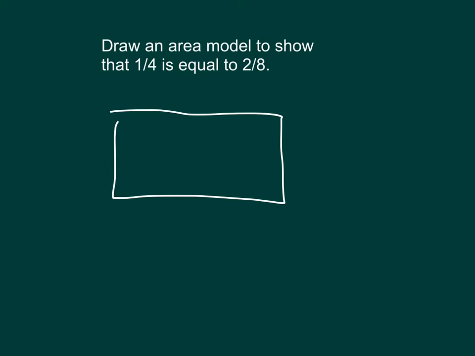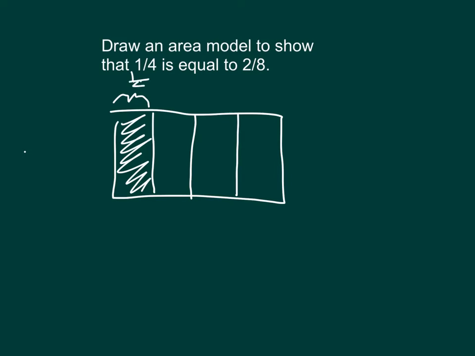where we are dividing this into 4 equal parts. Next, since this is 1/4, we'll shade in one of those parts. And we will label it. Now, to show that it is equivalent to 2/8, what we're going to do with our area model is to divide our area model into half, because we're going from 4 to 8. So if you look here, we have 1, 2, 3, 4, 5, 6, 7, 8.